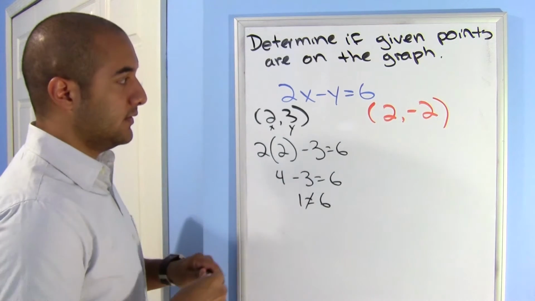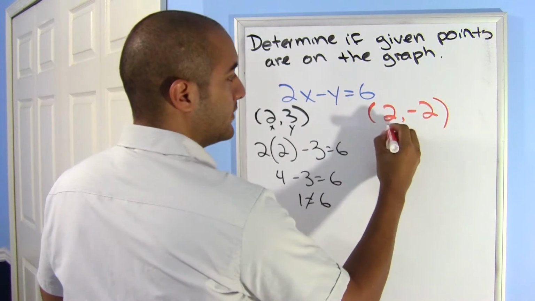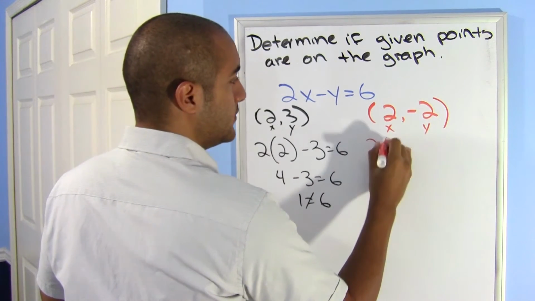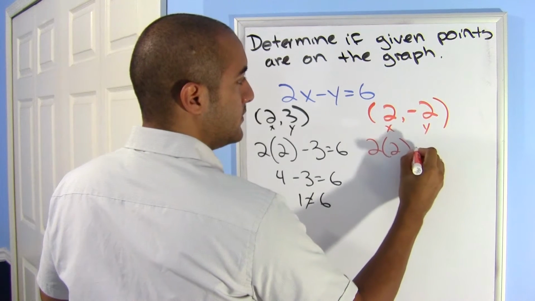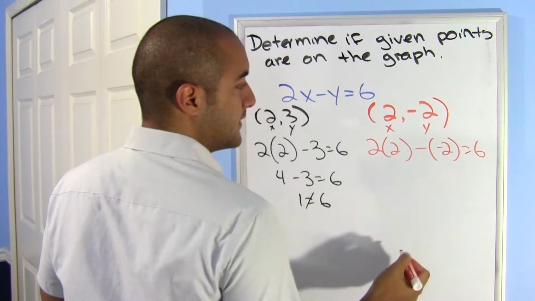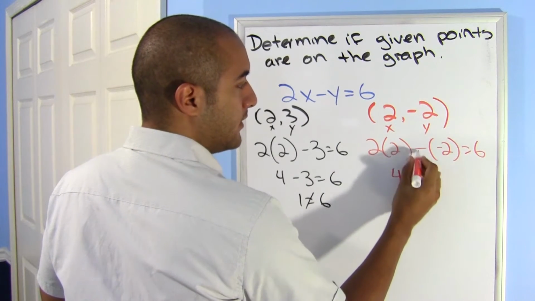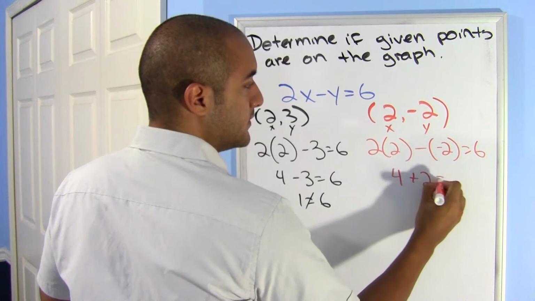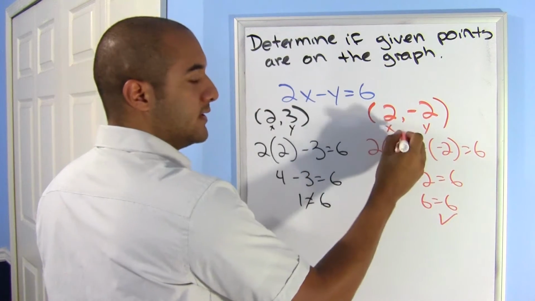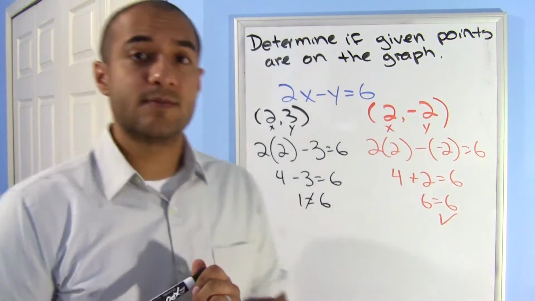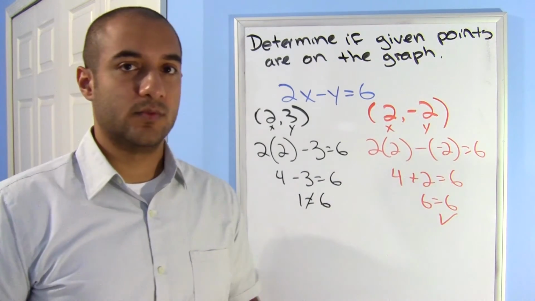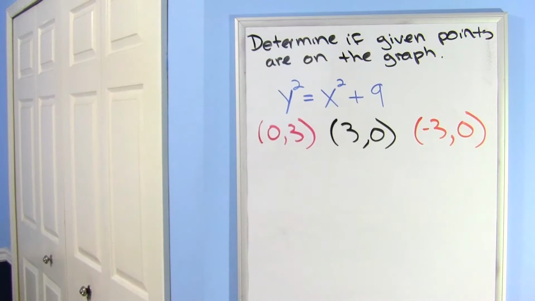Let's try the other one. Remember, that's your x and your y. Substitute that in here. It says 2 times 2 minus negative 2 equals 6. So it says 4 plus 2 is equal to 6, which is 6 equals 6. Since this is true, this coordinate is part of the equation, and we say that yes, this one is true. That's all there is to it.